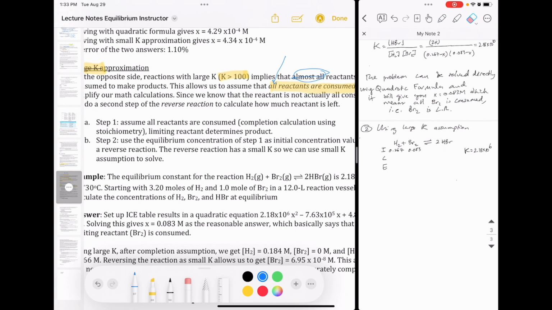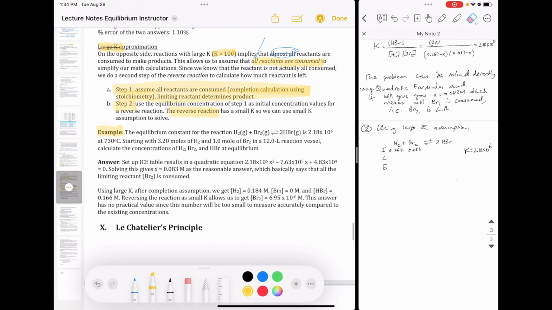However, there's a slight modification which is given in step 2. We need this step because in reality, the limiting reactant is not completely consumed in a reversible reaction. There's a little bit of it that's left. So we can calculate that by reversing the reaction and then using the small K assumption. So this step 2 is sort of the equilibrium calculation component of it for this standard reaction. So let me show you what I mean by that. It says the equilibrium constant for this reaction, H2 + Br2 goes to 2HBr, is 2.18 times 10 to the 6. Look at how big that number is. Right? It's a million.